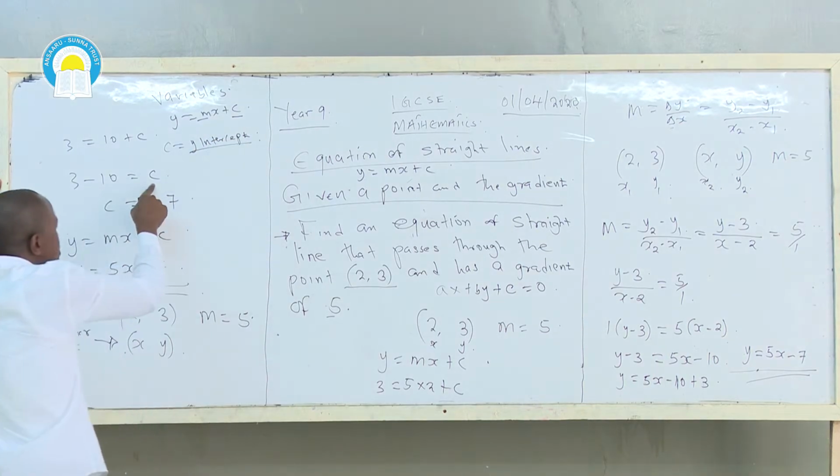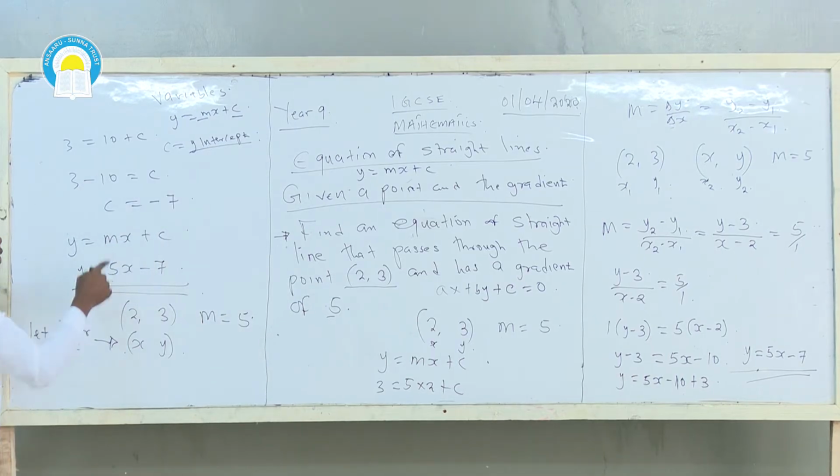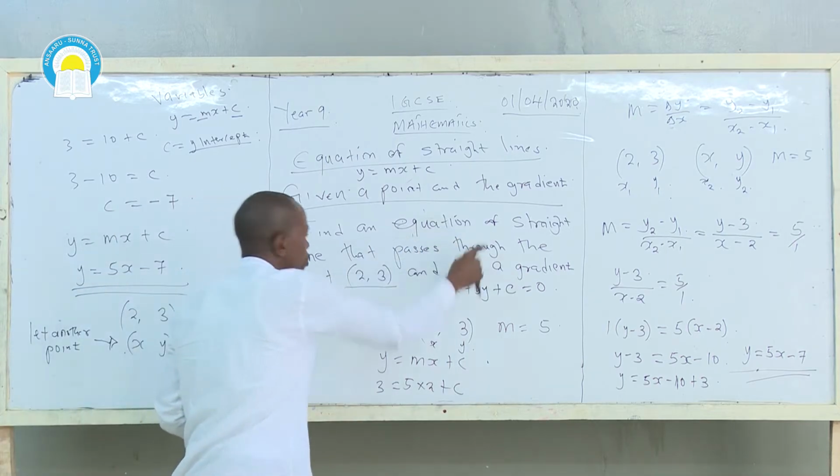Once you have the y-intercept and you have the gradient, now you can substitute, because constants don't change. They remain constants. So it is negative 7 and the gradient being 5. This is the equation that you have been asked to find. Find the equation of a straight line.